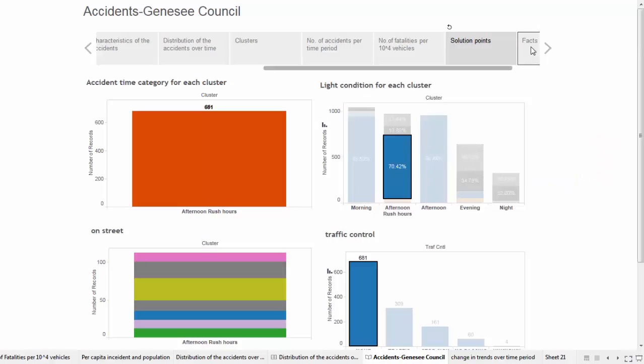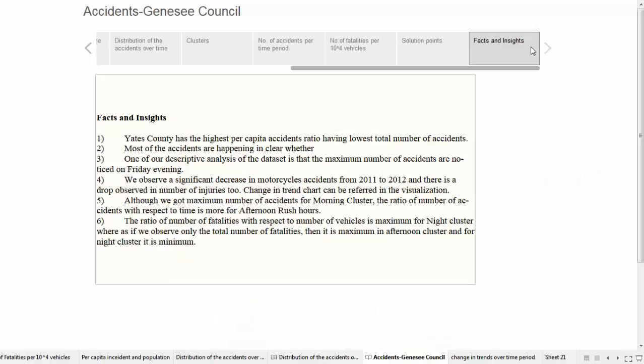Now, these are some facts and insights that we would like to share with all of you. Yates County has the highest per capita accidents ratio, having the lowest total number of accidents. Most of the accidents are happening in clear weather. Although we got the maximum number of accidents for the morning cluster, the ratio of the number of accidents with respect to time is more for afternoon rush hours.